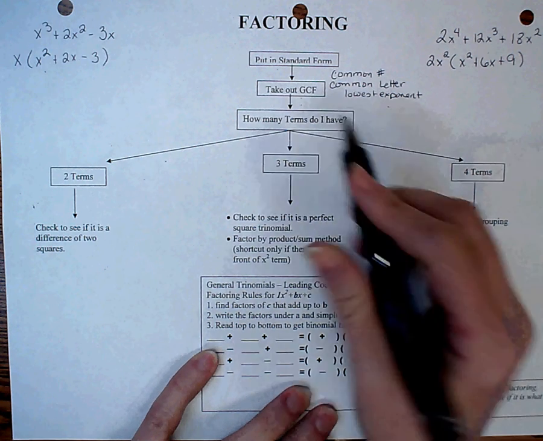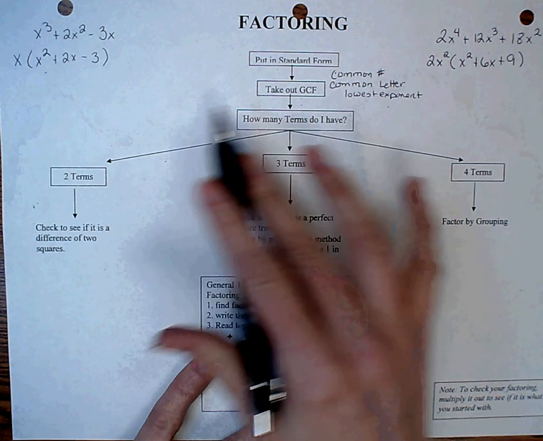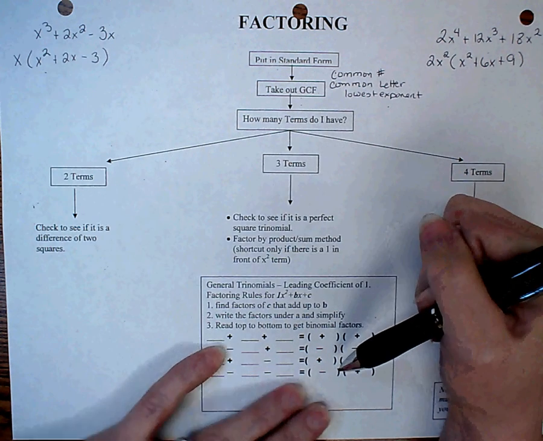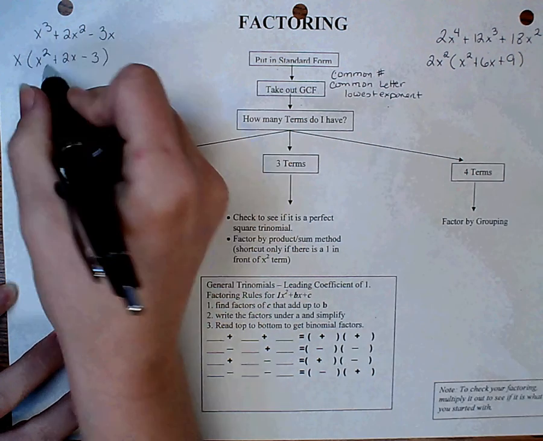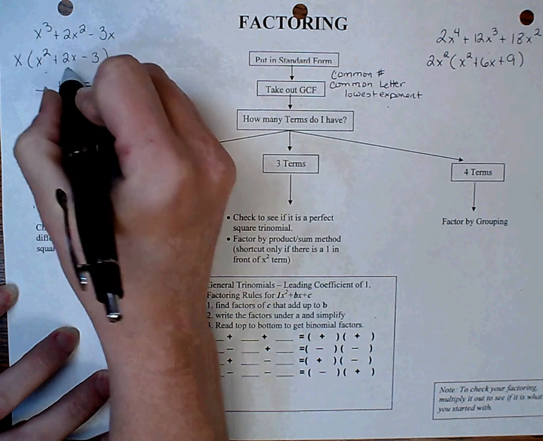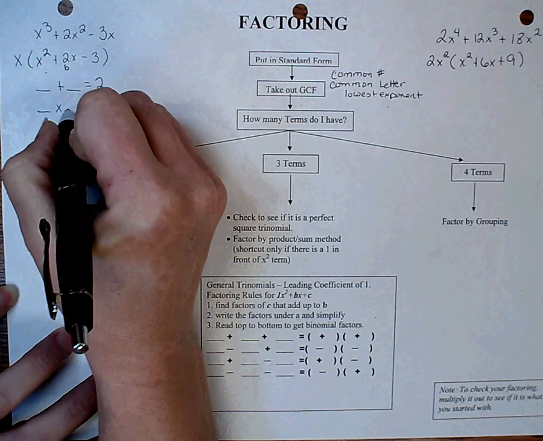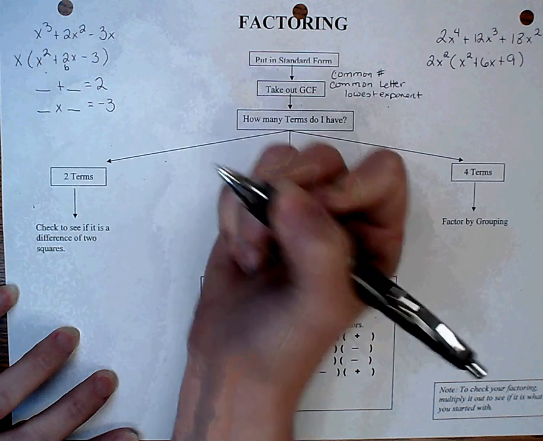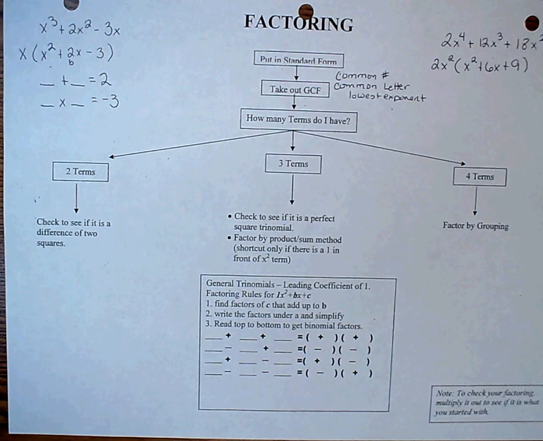From that point, I then stop and I look to see how many terms I have. For both of these problems, if you notice, I have 3 terms. When we factor a trinomial, we factor trinomials just like we did last night. So that means over here I look to see blank plus blank equals the b value, which was 2. Blank times blank equals the c value, which is negative 3. By filling in my blanks, you will see that I get negative 1 and negative 3.